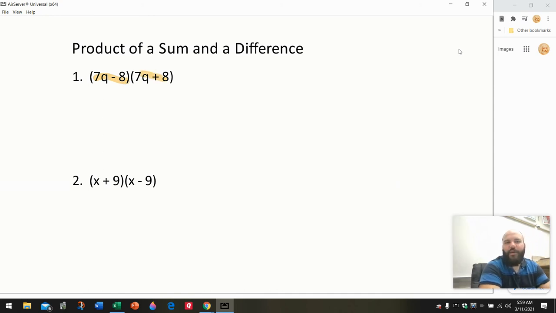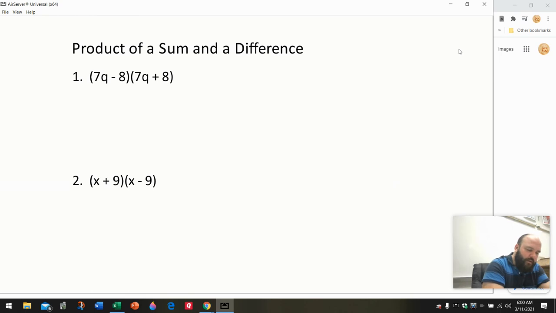Now, what's going to happen in these is these expressions are exactly the same. We have 7q and an 8, except their signs are different. You have a minus there and a plus there. Now, these are actually called conjugates because the sign is opposite. I'm not going to get into that too much other than to tell you that when the expressions are the same except for the sign, it's going to actually cancel some terms out. So let me show you.